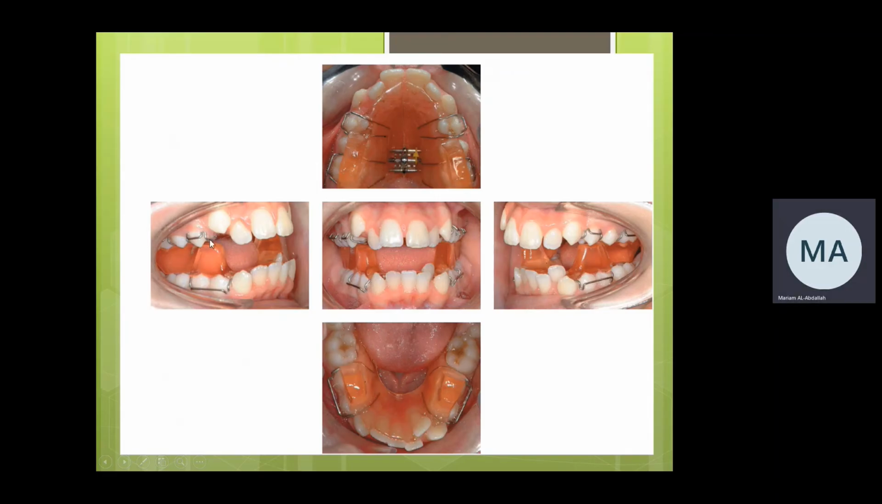The vertical is more than 5 millimeters. It's a little bit exaggerated for this case. So these are the two blocks, the upper one that is against the 5 and the 6, and the lower one that is against the 5 and the 4.